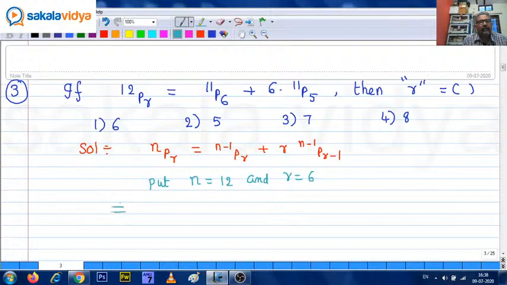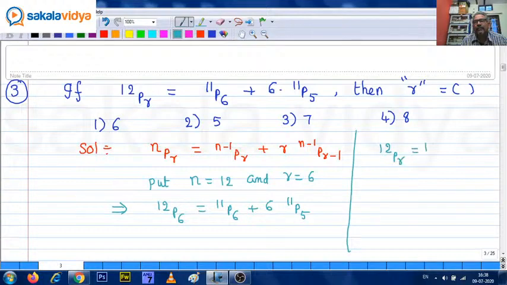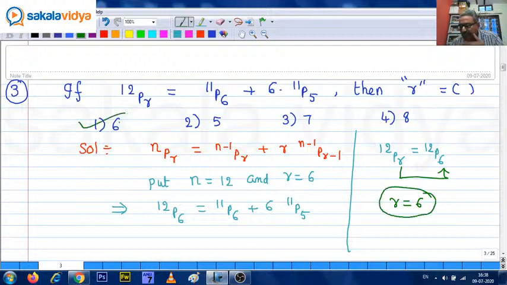What do you get now? 12P6 equals 11P6 plus 6 times 11P5. So that means you remember the 12PR is equated to 12P6. Now what is the value of R? Obviously, R value will be 6. R is equal to 6. That means the first option is the right option.